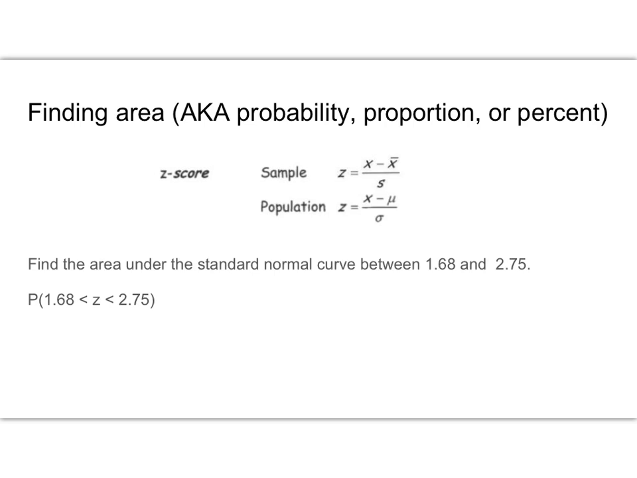Okay, so let's draw a picture of this. We need 1.68 to 2.75. And again, we want to find the area to the left of 2.75, and then we're going to subtract the area to the left of 1.68. So we need both of those values.